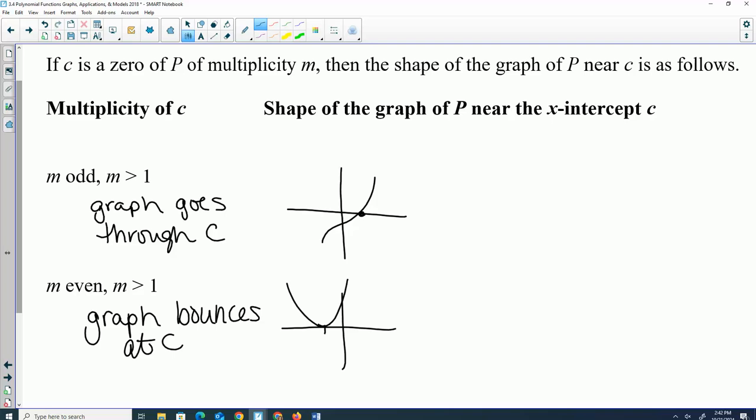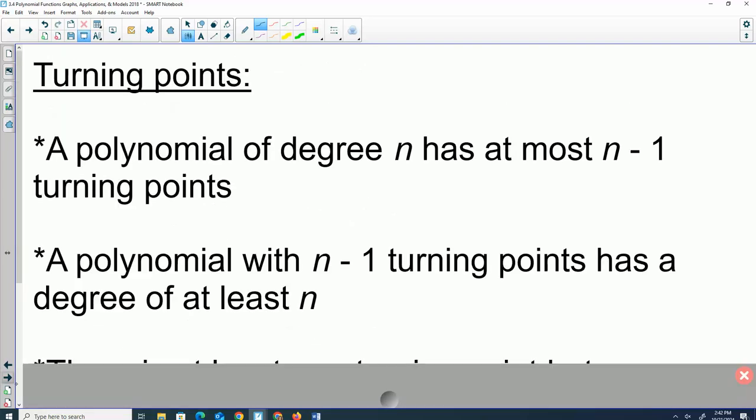Final thing I'm just mentioning today, and I'm done after that: a turning point on the graph is just anywhere where the graph changes direction. But it is very closely related to the degree of the polynomial. So we're going to touch on this, and then that's my stopping point. If you have degree n, you have at most n minus 1 turning points.